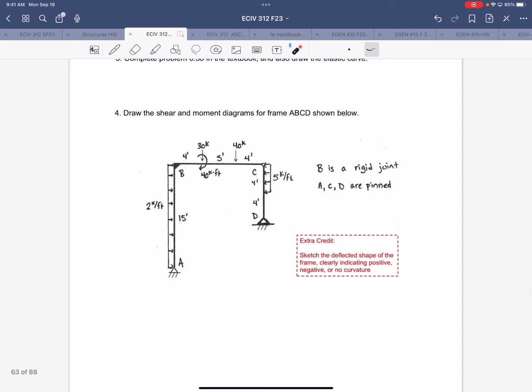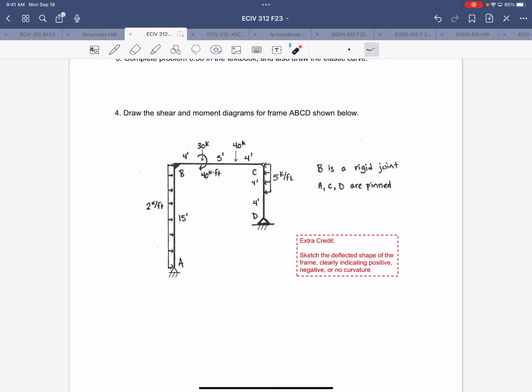And then for the frame problem, you're given all these loads, draw the shear and moment diagrams for this frame. And then if you want some extra credit, take a stab at sketching the deflected shape of that frame based on what we have discussed regarding elastic curve, right? Because you'll have the moment diagram, so you can use that information. And then also remember what we know regarding rigid joints and pinned joints and how they behave differently, okay? Any questions?